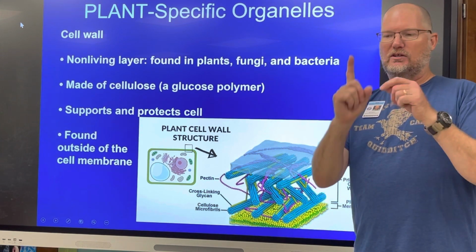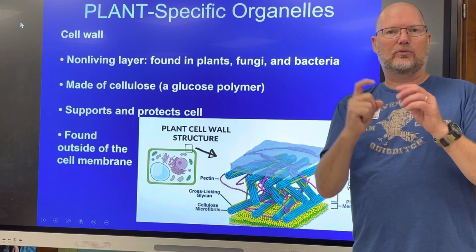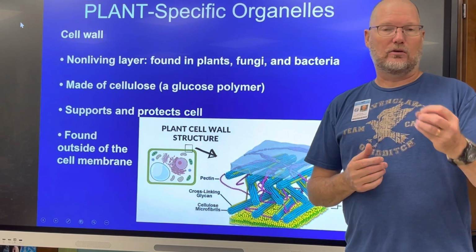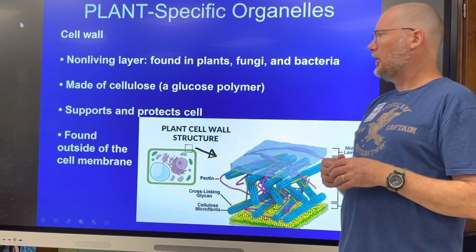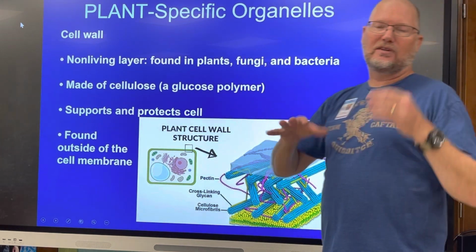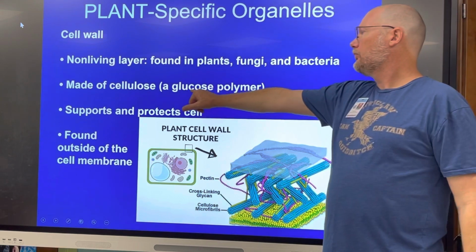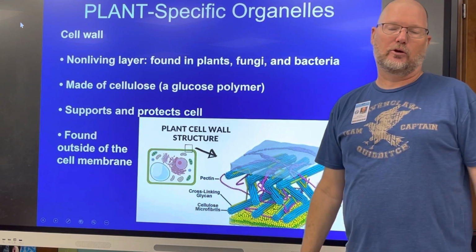Or, if you did this to a twig, it would snap and break, because plants have cell walls in their cells. We don't. Now, the cell wall is non-living. It's made out of, and you should know what it's made out of, cellulose, a glucose polymer.